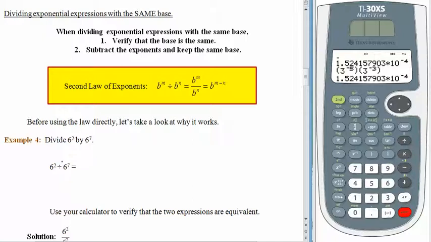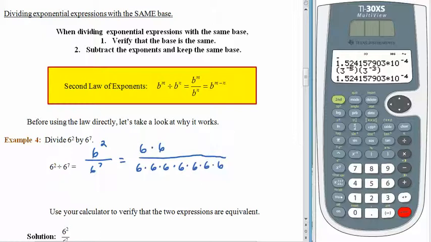If we had 6 squared divided by 6 to the 7th, we could write this as a fraction. And then, of course, we could expand all of this. So 6 squared is 6 times 6. 6 to the 7th is 6 times 6 times 6, and another 6. And then 3 more 6s. 1, 2, 3, 4, 5, 6. We need 1 more. There we go. So in expanded form, it would look like that.